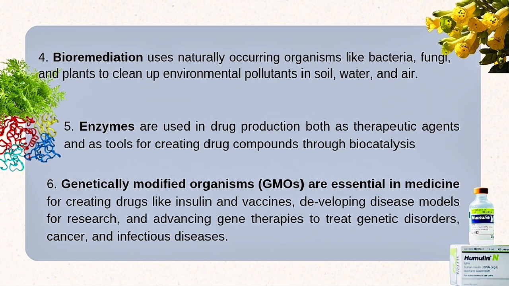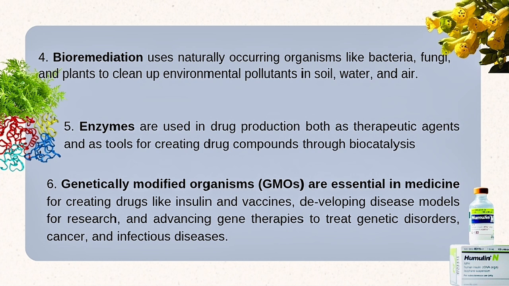Next, enzymes are used in drug production both as therapeutic agents and as tools for creating drug compounds through biocatalysis. Enzymes are used in drug production in two ways. Number one is as a therapeutic agent: enzymes can be used as medicine to treat disease. Number two is biocatalysis: enzymes can speed up chemical reactions to create drug compounds. An example is insulin production. Enzymes are used to convert proinsulin to insulin, a crucial hormone for diabetes treatment.